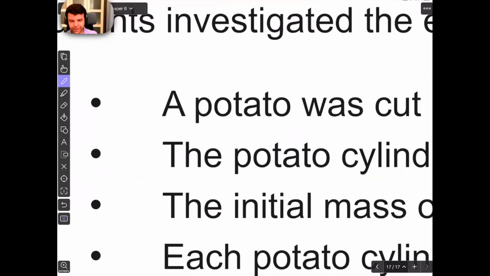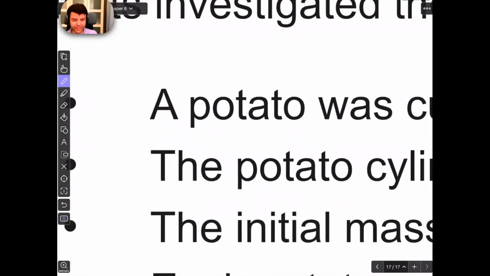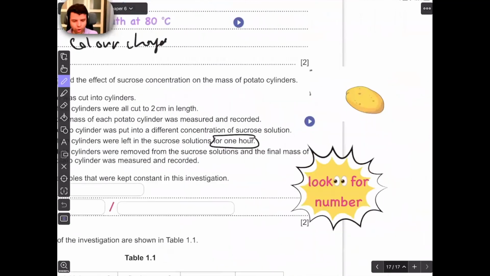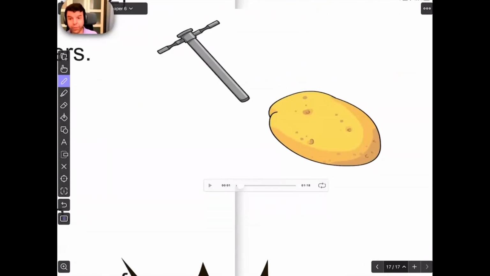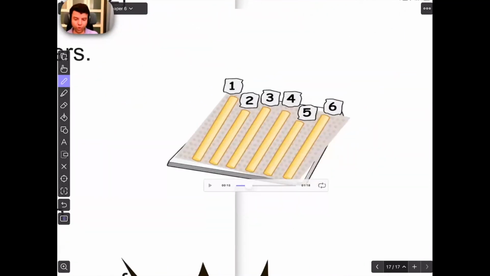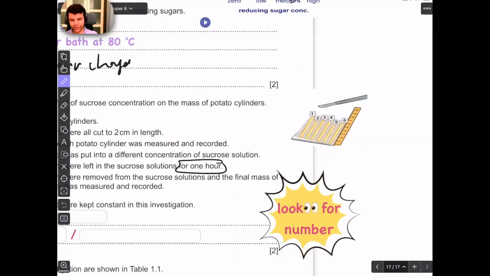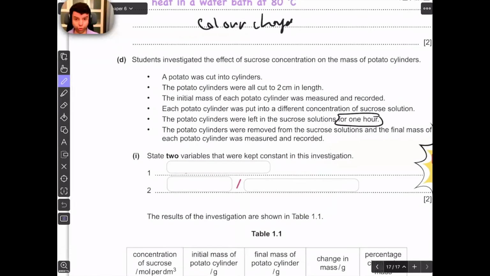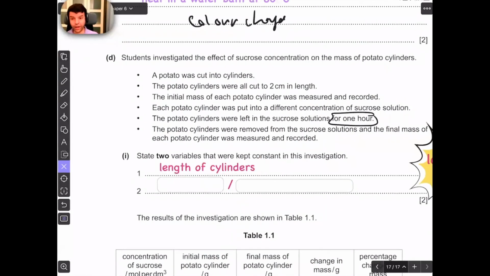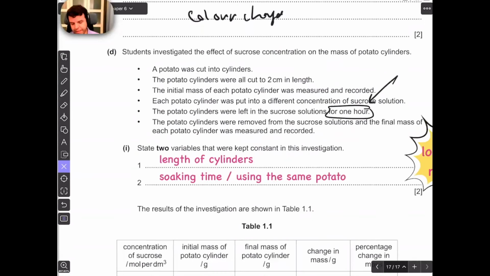Or if they said we cut all of the cylinders from the same potato, what does this mean? This also means they've taken all of them from the single plant. So all of these are possible control variables. So I'll say the size or the length, the soaking time of 1 hour, and the fact that we took all cylinders from the same potato. All right.